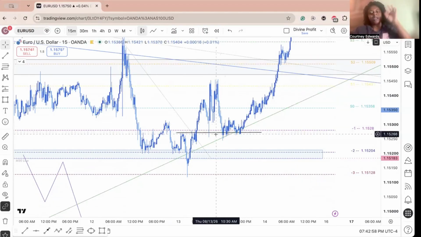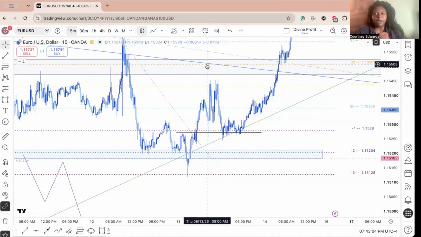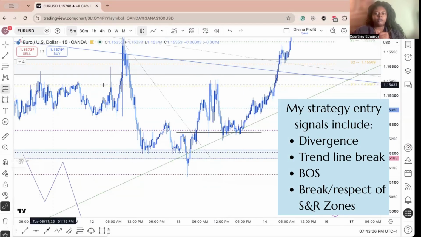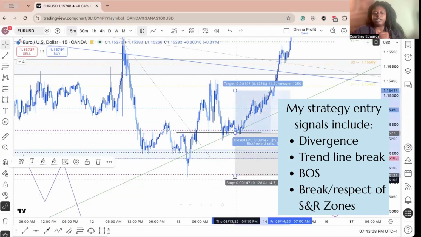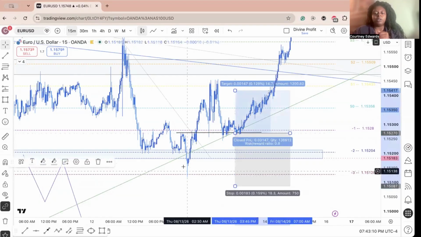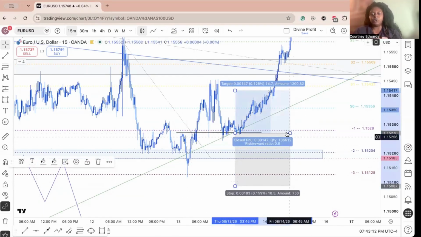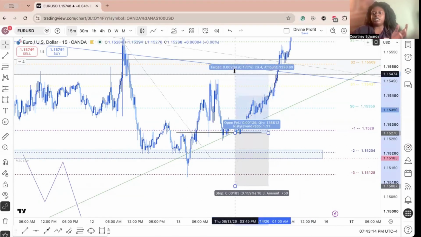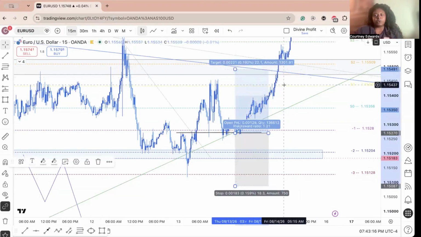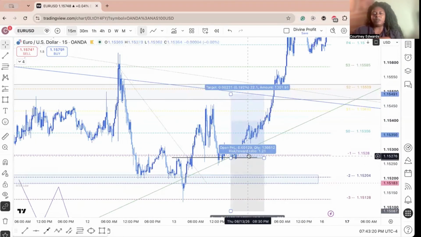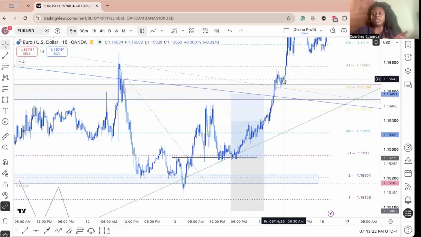But when I saw price really respecting this level, that's what I actually ended up getting in for my buy. So I got in here, I put my stop loss a little bit below the last low. I gave it some extra room. And then I just targeted this next zone. I didn't want to take it too far. And so that was my target. That ended up playing out.